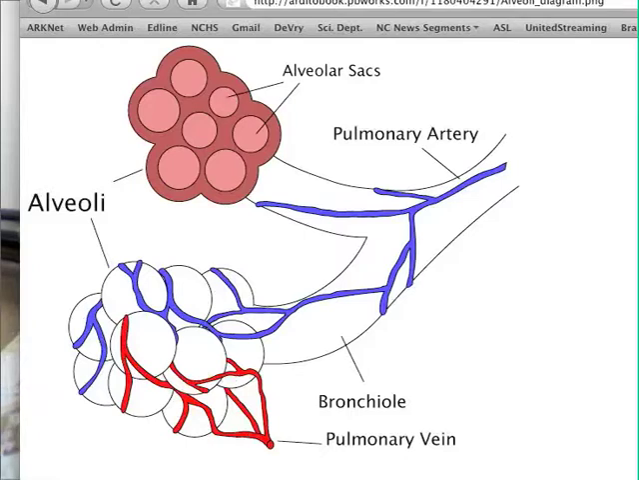Looks like little grapes, doesn't it? It's kind of cute. Okay, so that's how the alveolar sacs work. That's how oxygen is exchanged, and that is the process of external respiration.